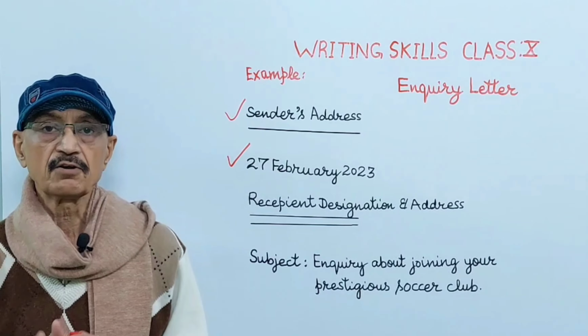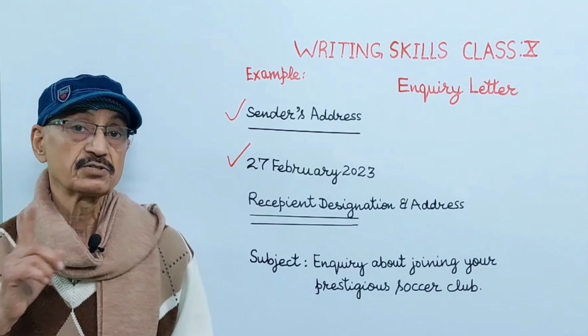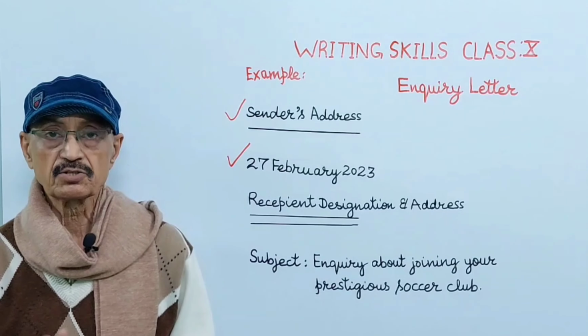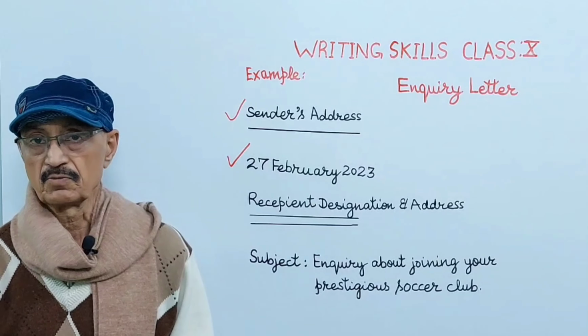You will write subject line. You will write the complete spelling of subject, S-U-B-J-E-C-T. Some students write this subject in abbreviation form, S-U-B, and then they put colon. This is wrong. You have to write the complete spelling of subject.